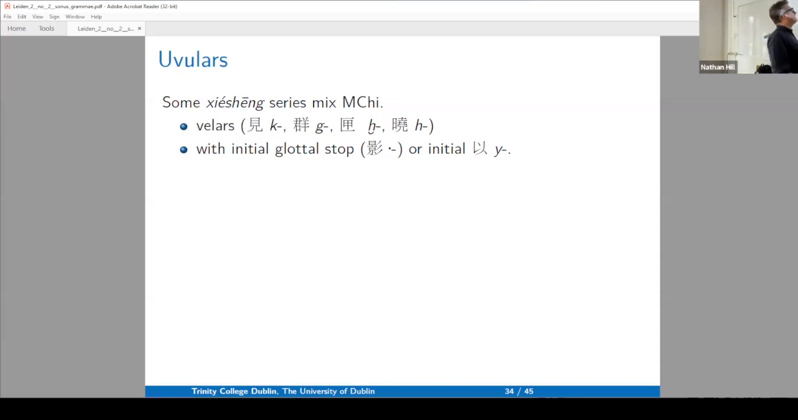Some xiesheng series have connections between velars and glottals, or velars and the glottal stop or initial ya. So that's bad from the xiesheng hypothesis perspective. Velar should be velar, glottal should be glottal, right? They're different, and ya should be, I don't know, like a lateral series, maybe. We have these cases of non-homorganic xiesheng series that we will try to fix by proposing uvulars.